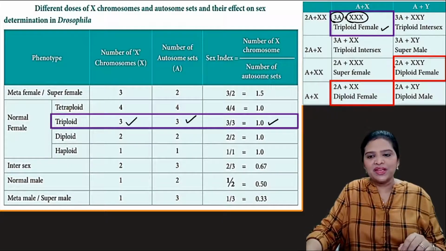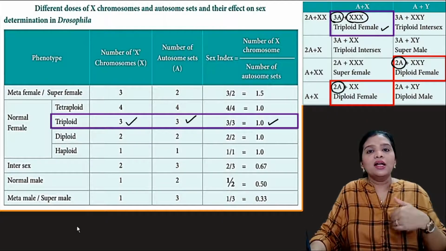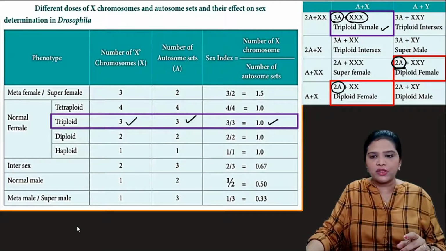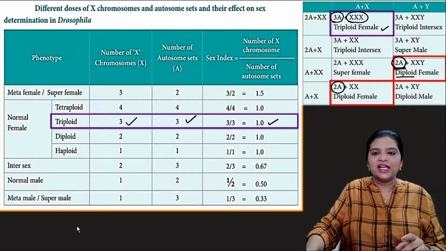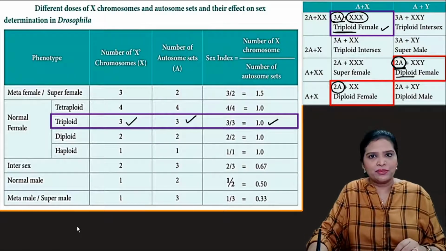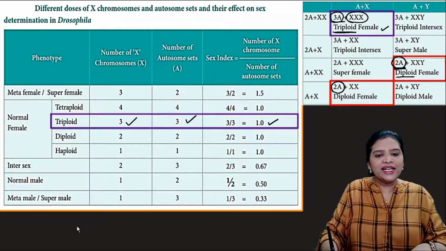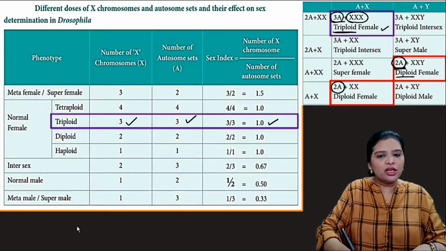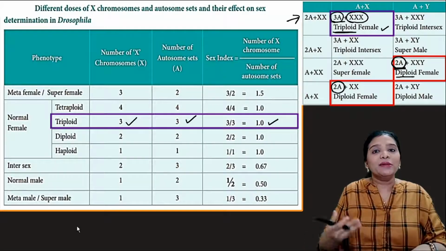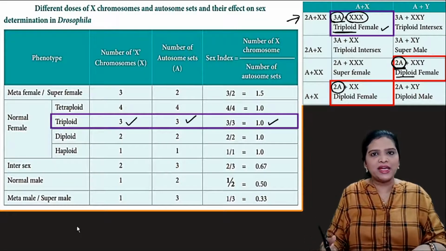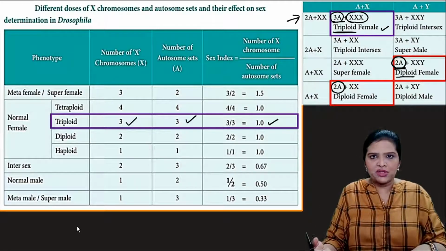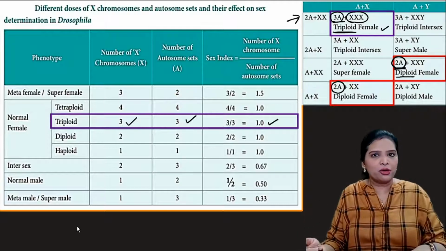Why? In the previous case, we called this a diploid female. That depends upon the number of autosomal sets present. Since it has 2 sets of autosomes, we call this a diploid female. Since it has 3 sets of autosomes, we call this a triploid female. Got it? Okay. In this table, they did not mention any tetraploidy or haploidy condition. Why? Because when Bridges did his experiment, he took only a triploid female and crossed it with a diploid male. So he didn't get any tetraploid or haploid condition.